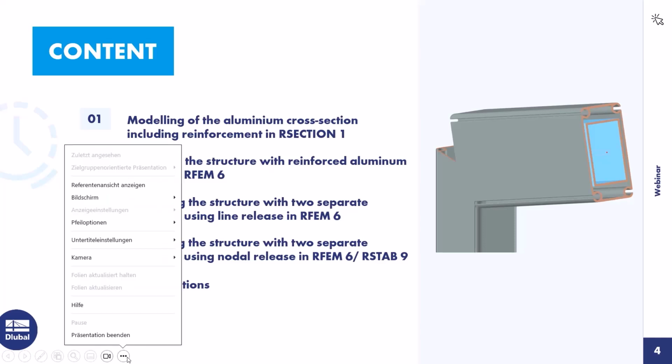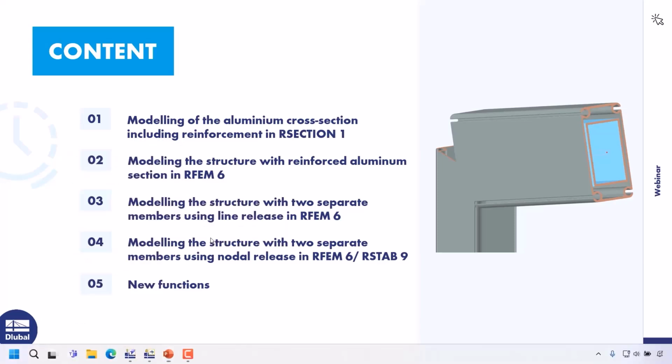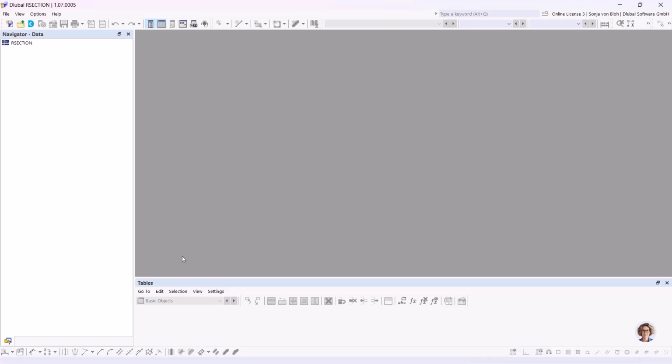This brings me to the first point, the modeling of the aluminum cross-section, including reinforcements in RSECTION. The cross-section geometry is available in DXF format so that I can use the import function. The creation of cross-sections based on DXF files was the subject of a previous RSECTION webinar. You can find this webinar on our website or on YouTube. There's also a knowledge base article on this topic on our website.